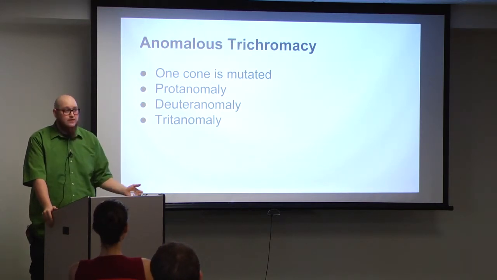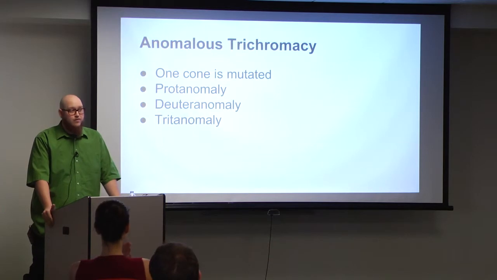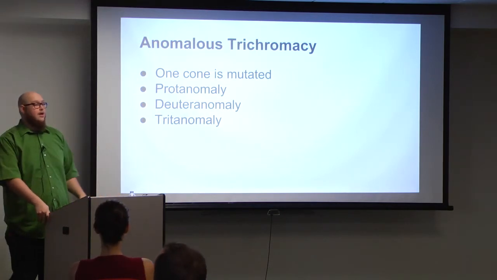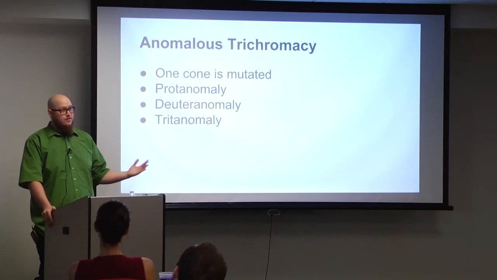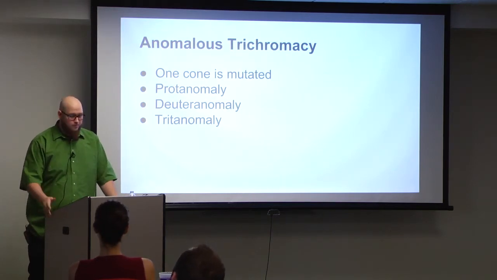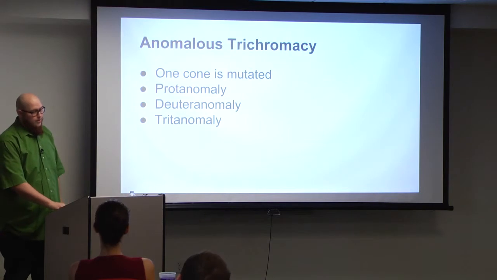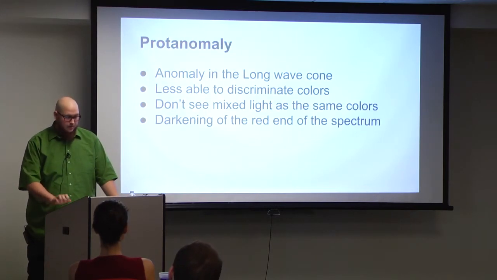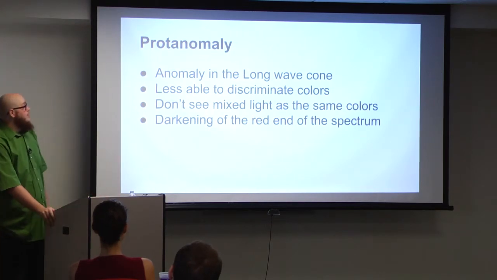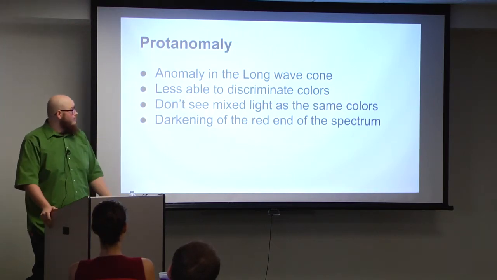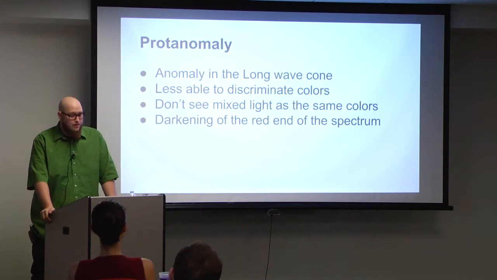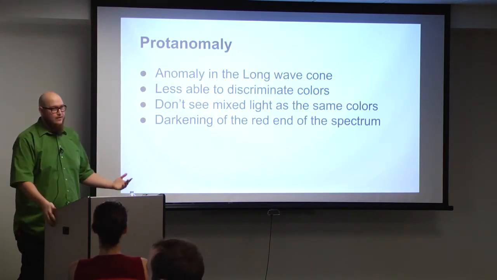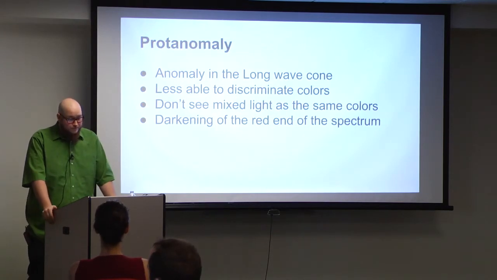Anomalous trichromacy is the most common form of color blindness. This is where just one cone is mutated, so it's shifted on the light wavelength on what it picks up. So I'm going to go through the protanomaly, deuteranomaly, and tritanomaly. Protanomaly, this is what I have. It's an anomaly in the L cone. So basically, I see reds differently than all of you.